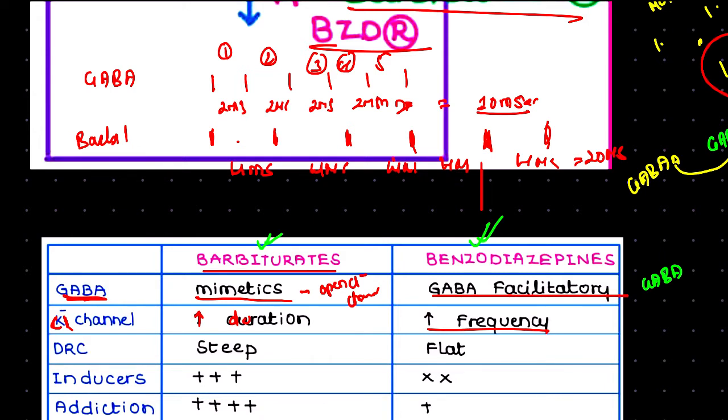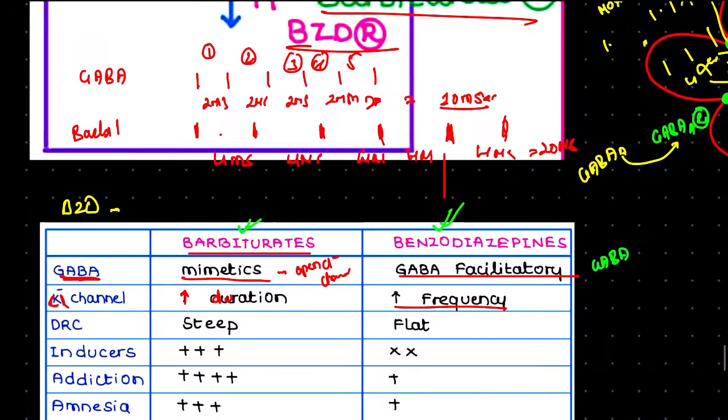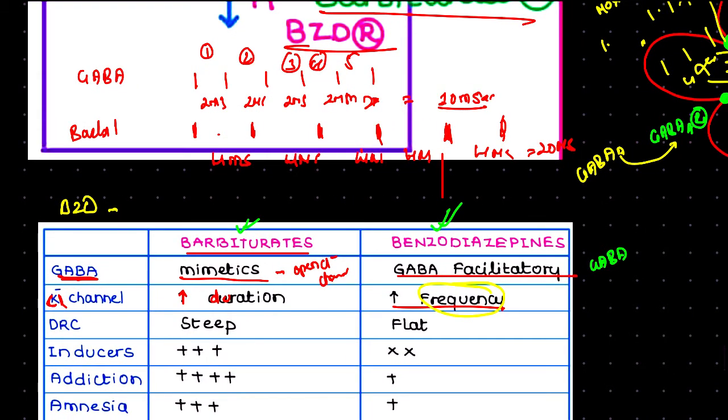Similarly, talking about benzodiazepines, what it will do is increase the frequency. That means before it was opening 5 times, but now how many times? 10 times. That means 1 is 2 milliseconds, now 2 times 10 is how many? 20 milliseconds. So this is the difference between barbiturates and benzodiazepines.